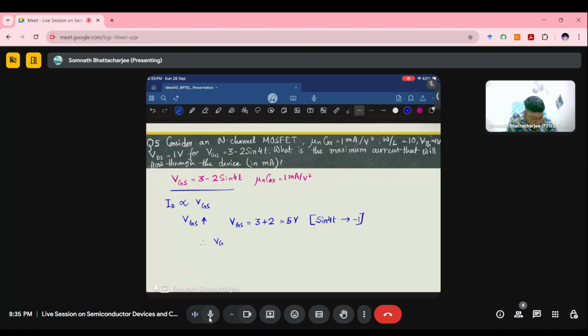Now let's write it as VGS max. This VGS max minus VTH will be 5 volts minus 1 volt, that is 4 volts. VDS we know is 1 volt as well, which is obviously less than this value. So from this we can say this is not in the saturation region.